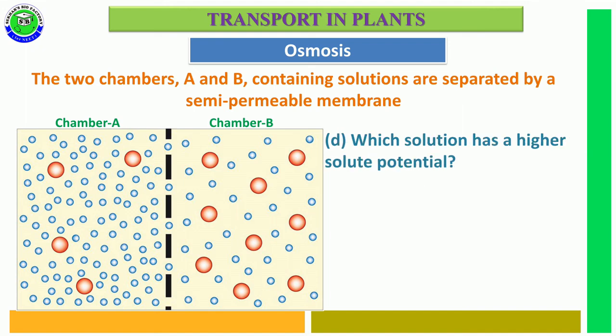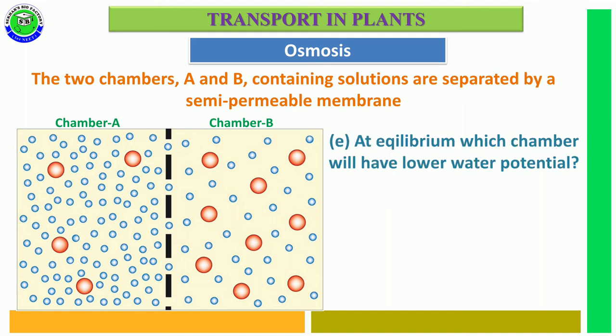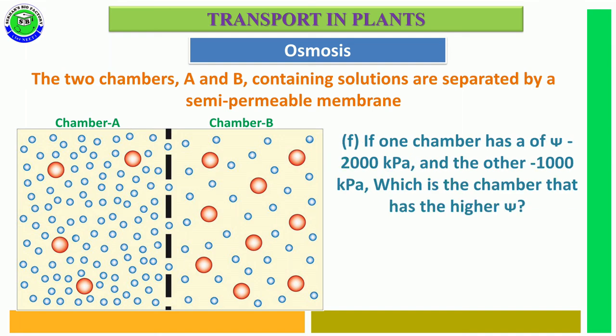The next question, which solution has a higher solute potential? In this, the answer is A. Because of fewer solute particles, the potential is high in chamber A. Next question, at equilibrium, which chamber will have lower water potential? Because the osmosis process occurs until it reaches equilibrium, at equilibrium both chambers have the same water potential.